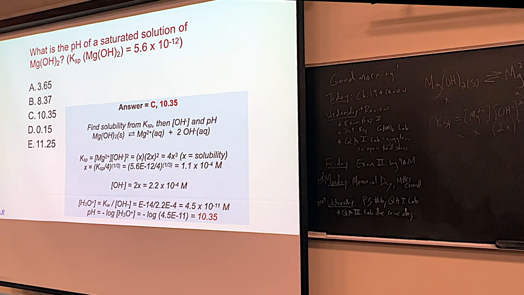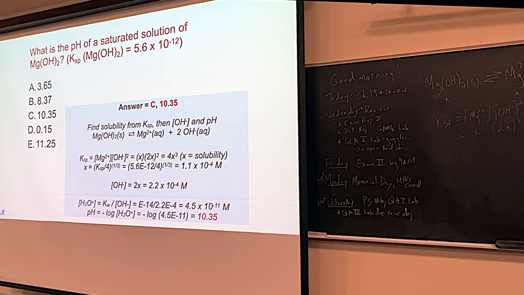Remember that this is something with hydroxide, and hydroxide is a base. So you wouldn't expect an acidic pH, so answers A and D would be silly here. B is probably not basic enough, but you could at least narrow it down to a couple of choices by realizing that bases have pHs greater than 7, and acids have pHs less than 7.